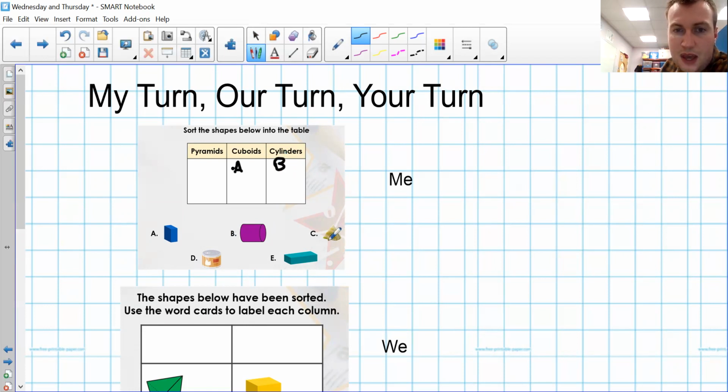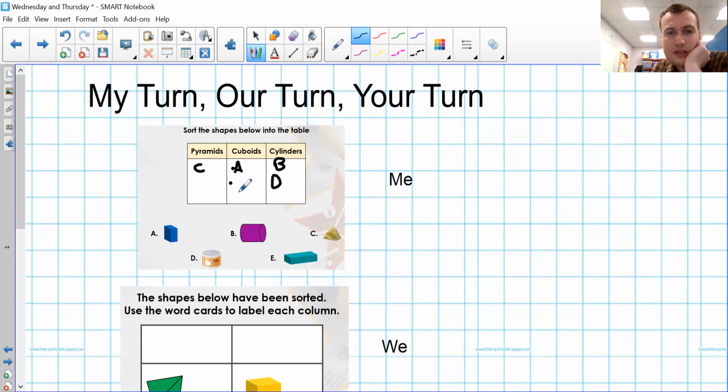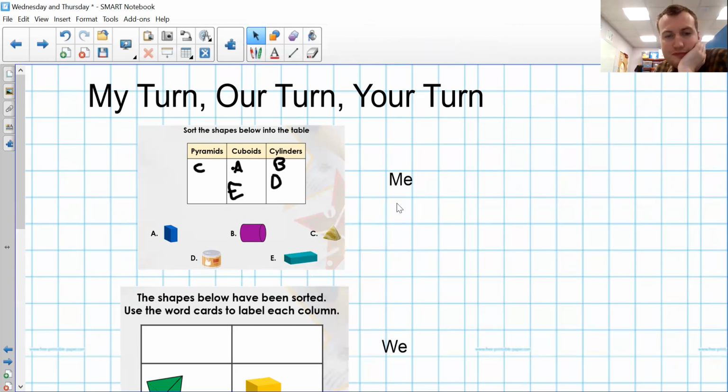C, it's got the base going up to a point, so it's a pyramid. D, again, it's got that one round face with the 2 faces either side, so it's a cylinder. And then E is the same as A, so it is a cuboid. So well done if you put those into those different groups.